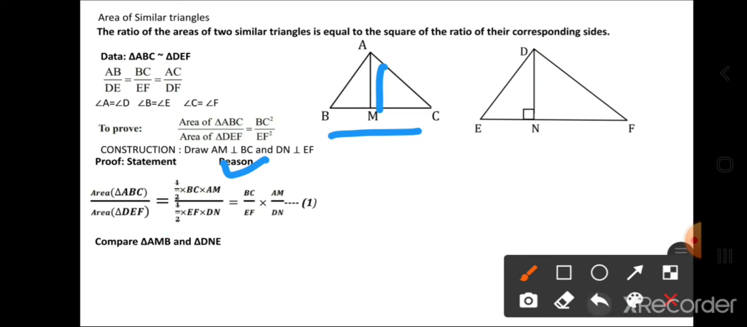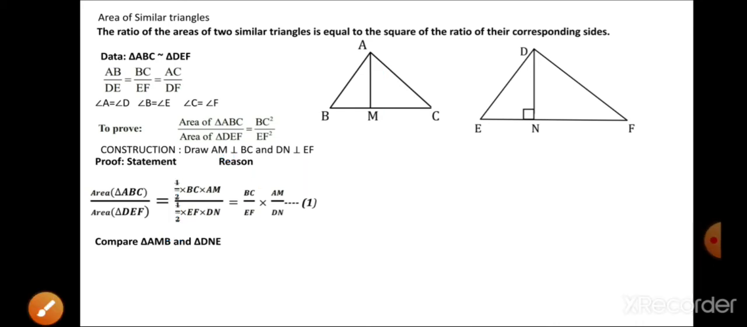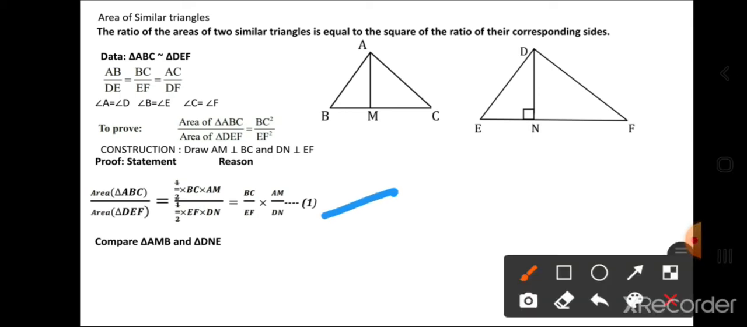So here half gets cancelled. What are we left with? BC by EF and AM by DN. I am going to call this equation number one.